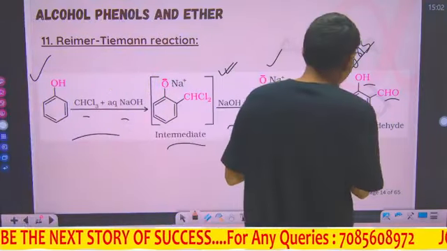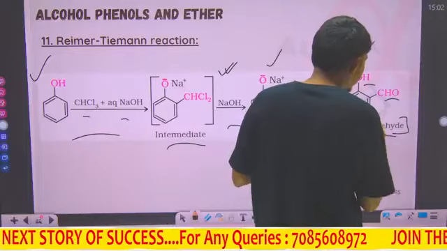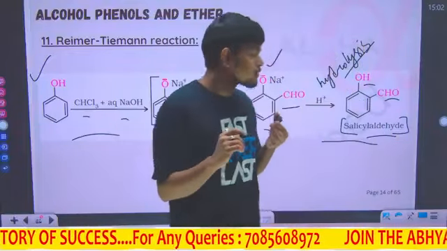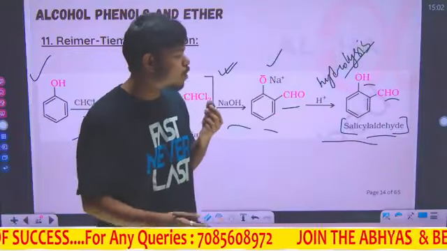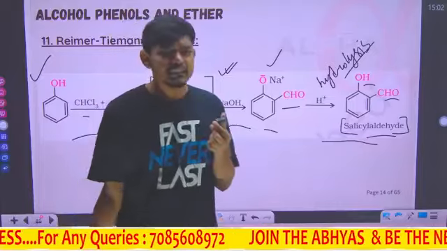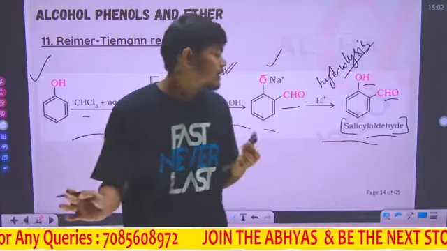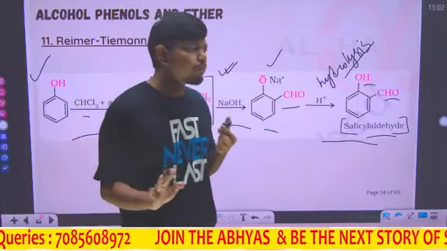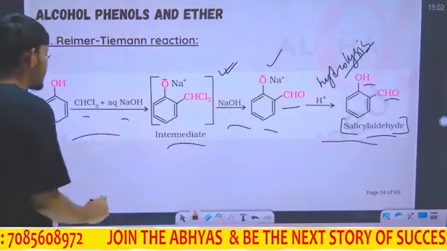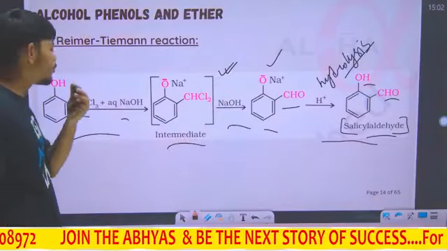Remember this name. I have seen the board question paper. They do not ask the IUPAC name, they use common names like salicylaldehyde, salicylic acid, glycolic acid, whatever it is. So you have to remember all these things. This is your salicylaldehyde. So we are done with Reimer-Tiemann. Moving on, what do we have?